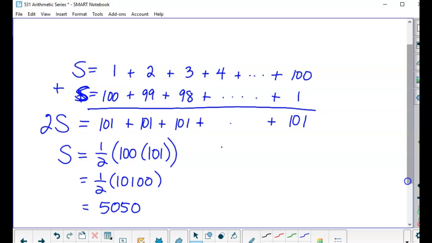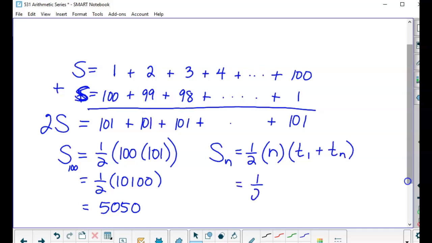So in terms of a general case, this was S of 100 terms. So S of n terms was a half, because you're adding two of them, multiplied by the number of terms, n, multiplied by the sum of the first term and the last term, which was 101. So first term plus the last term, okay? And so you'll often see this shown as n over 2 times t1 plus tn.